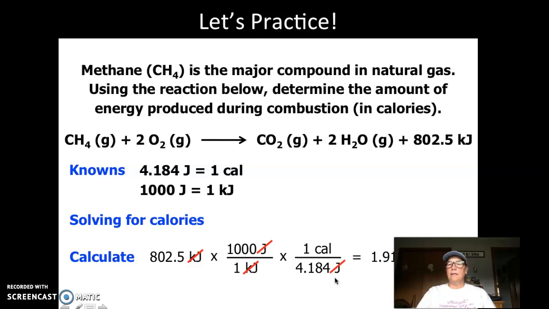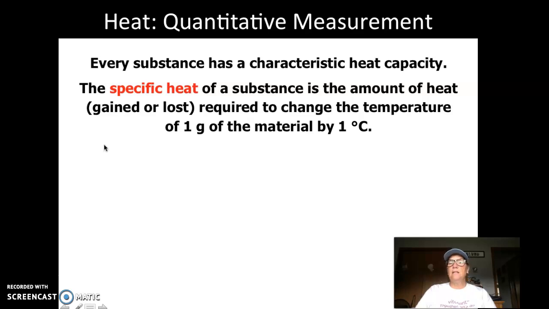And I'm sorry you can't see it. I'm in the middle. It's 1.9 times 10 to the 5th. That's how many calories that you would get when you burn 1 unit of methane. Okay? So it's easy to move things around.